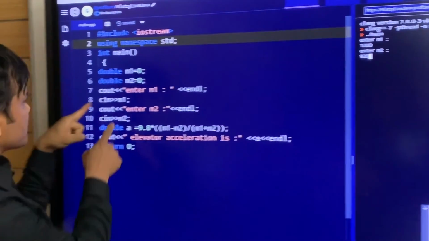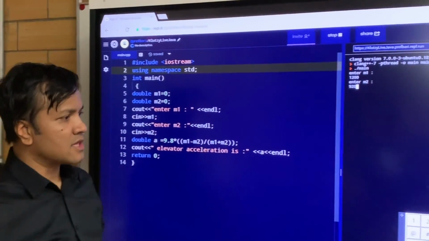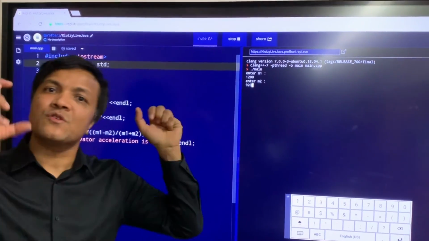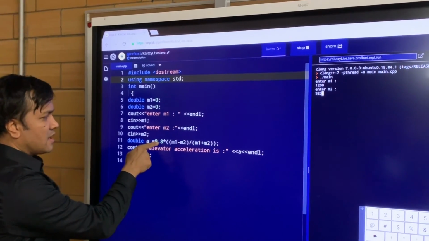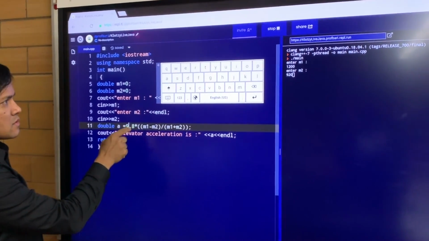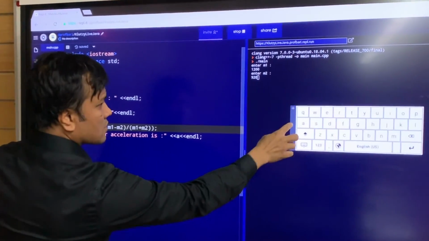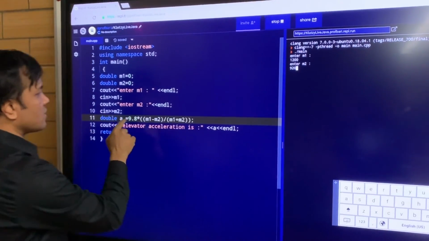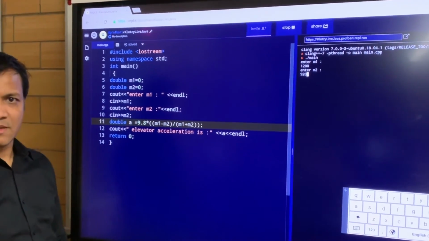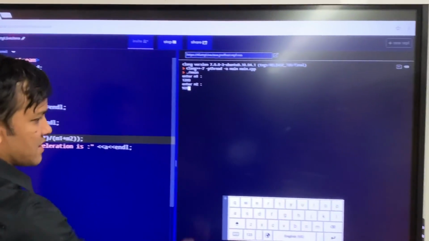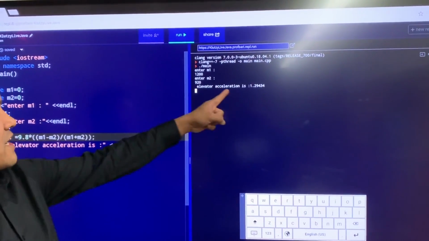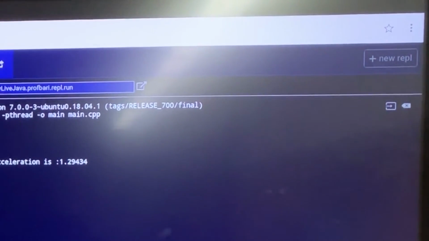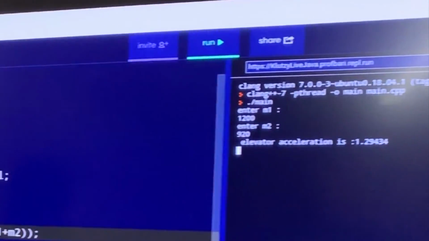Now remember, I wrote cin. Now if I press Enter, the computer will suck this up, and the computer will use this a equals M1 minus M2 over M1 plus M2 times g to give me the acceleration. So let's do that. Elevator acceleration is 1.29434. This is magic, guys.